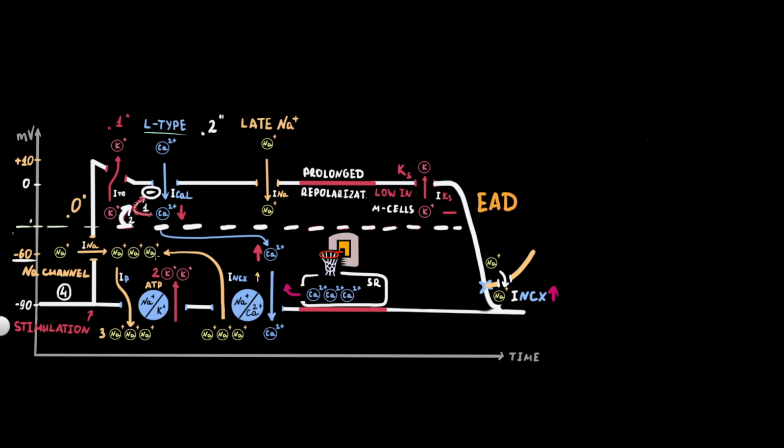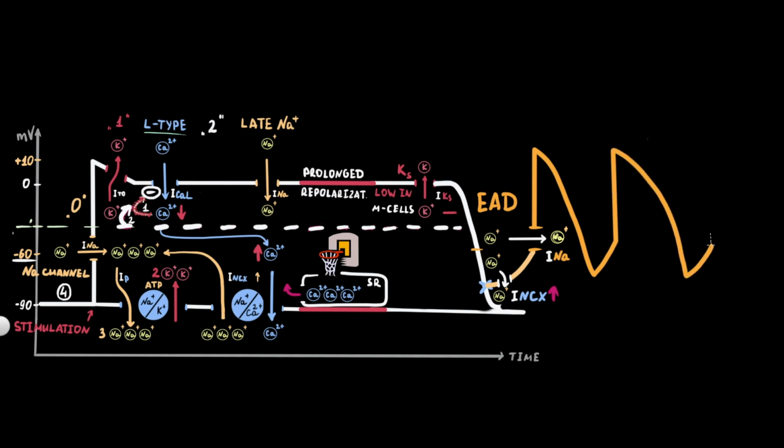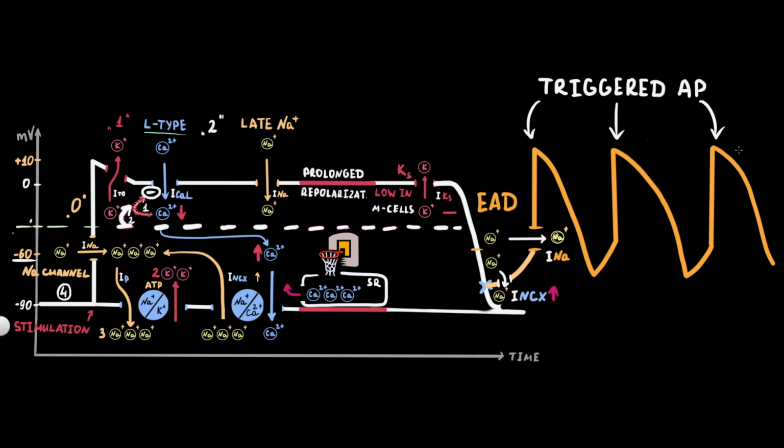When the membrane potential reaches minus 60 mV, voltage-dependent sodium channels begin to reactivate and can cause the triggered action potential zero phase. Then in its turn it can provoke additional triggered action potentials that can be propagated and cause arrhythmia.